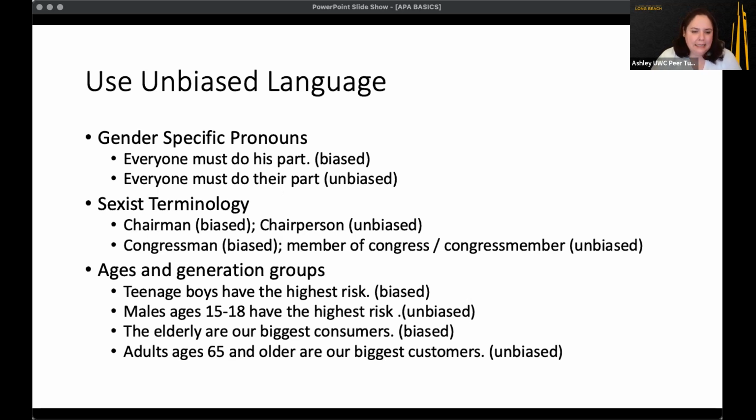That would be unbiased. When you're dealing with ages and generation groups, say, teenage boys have the highest risk, that's biased. What would be unbiased? Males ages 15 to 18 have the highest risk. That's unbiased because you just want to be as specific as you can to eliminate bias. The elderly are our biggest consumers. To clarify and to be unbiased, you want to make sure you put adults ages 65 and older are our biggest consumers.